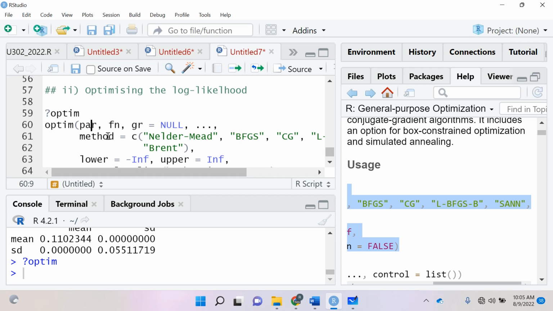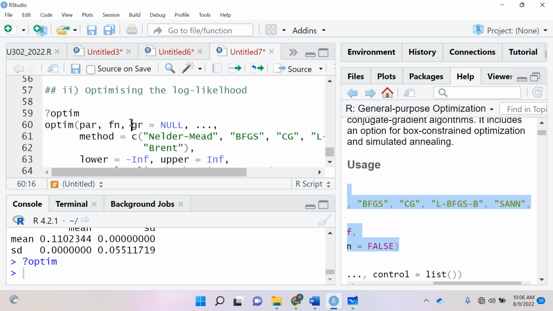So optim needs parameter, which is the starting point of the parameter for the iterations to begin. A function, which is the log likelihood function. GR is a gradient function. If you have the function, you remember that in numerical analysis you have gradient descent and so forth. Okay, you can speed up your iteration if you provide it with the gradient function, so that it doesn't have to differentiate it to get it. Okay, so that's it.